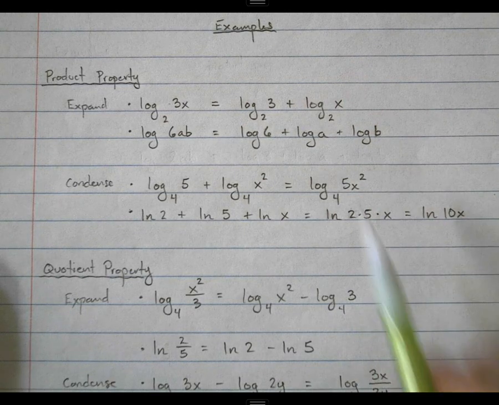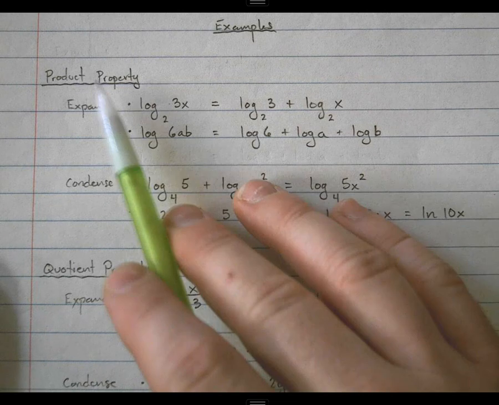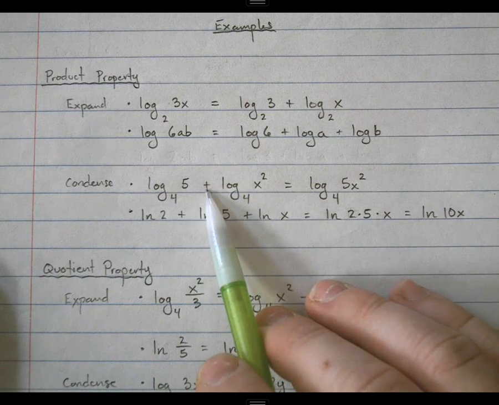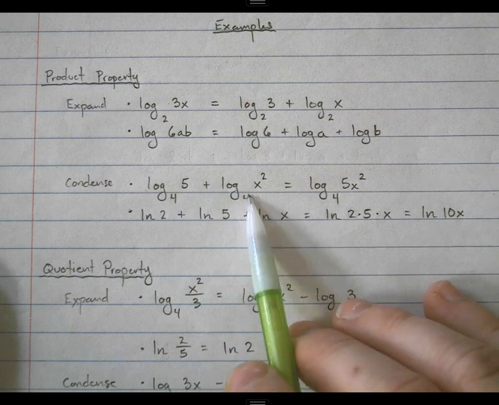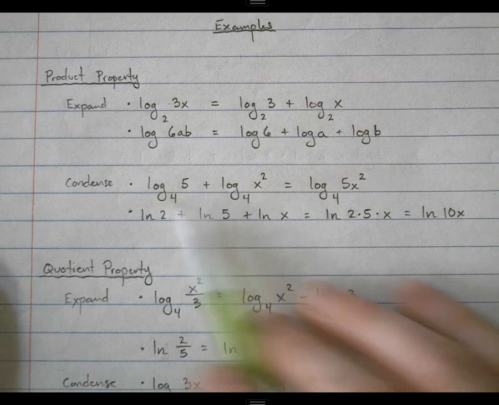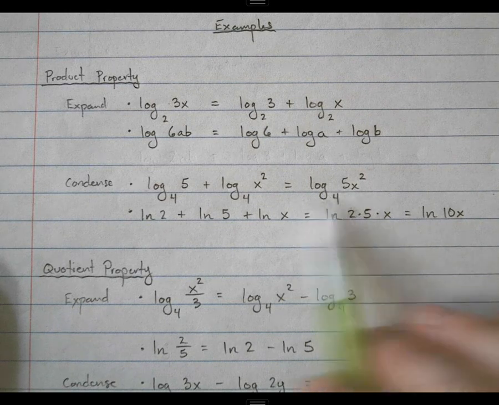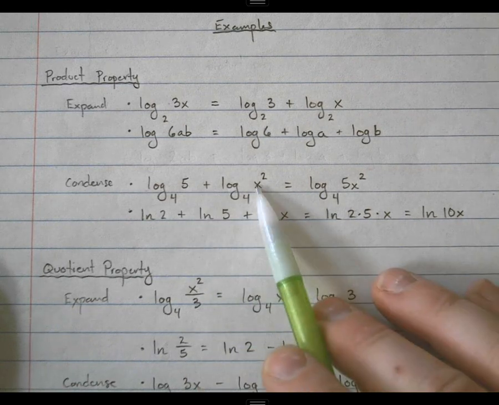Just as we can expand logarithms using the product property, we can also condense them. Here I have the sum of 2 logs with the same base. That means since they have the same base, I can put them together using the product property. It'll become the log base 4 of 5 times x squared.